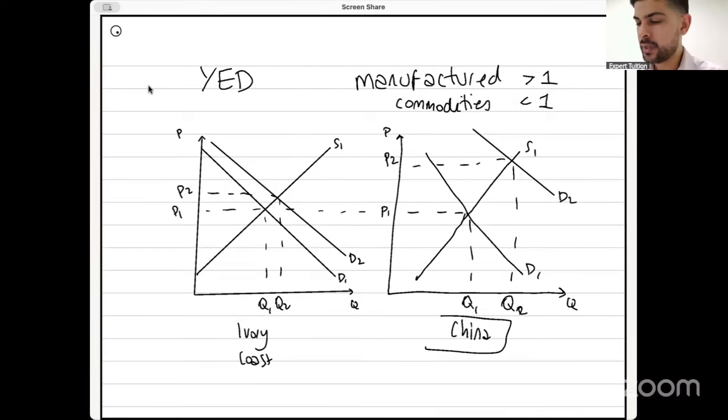It was because of these guys, China. China's economy was growing so rapidly that two things were happening. Number one, what is their main source of growth?